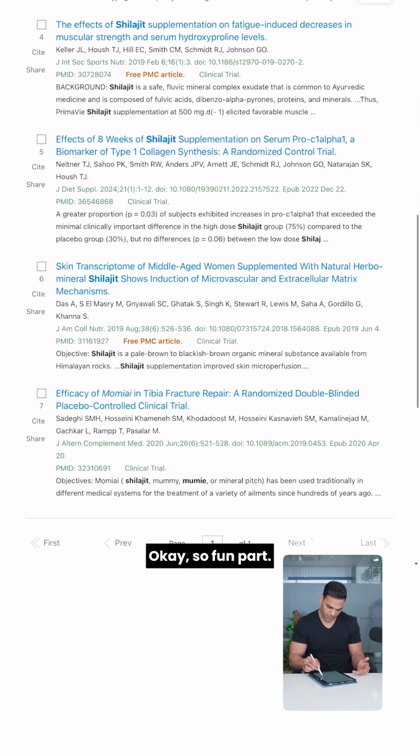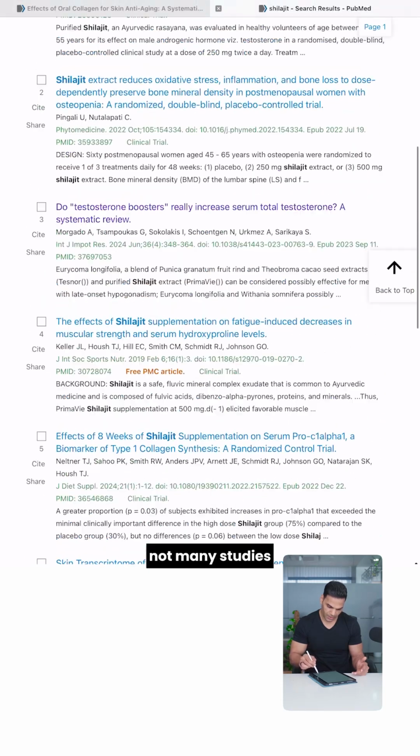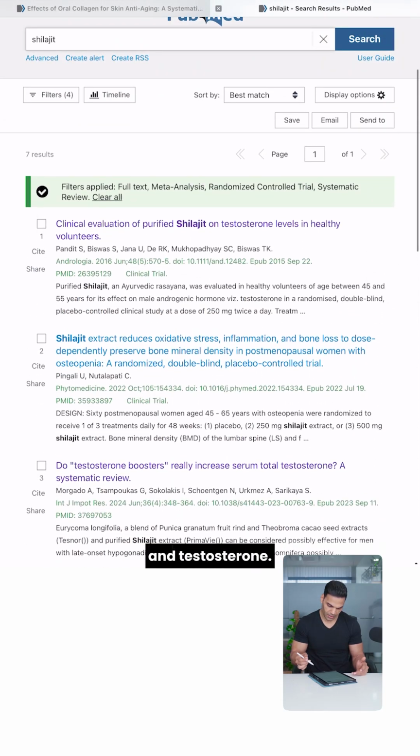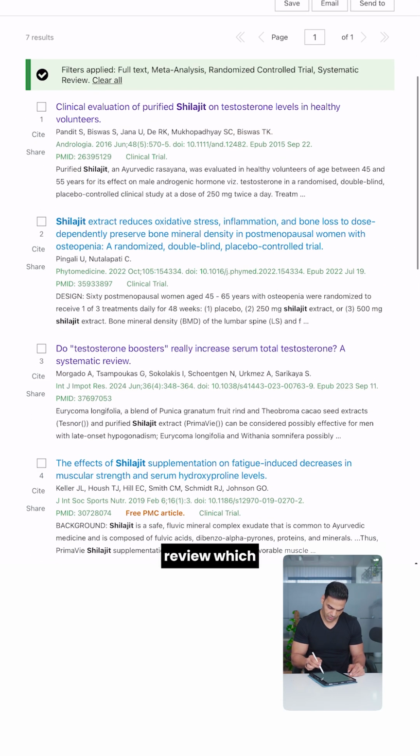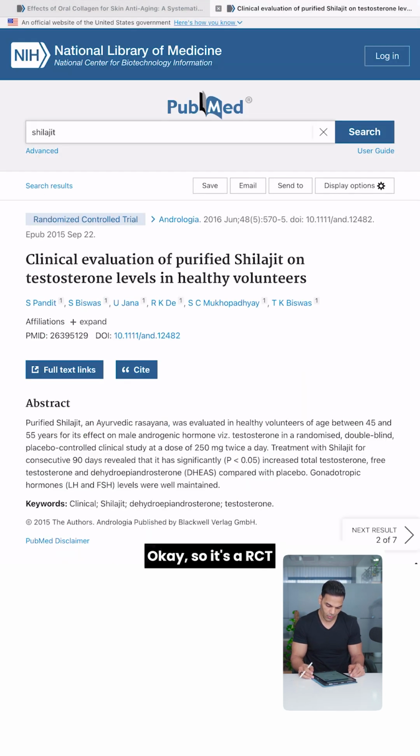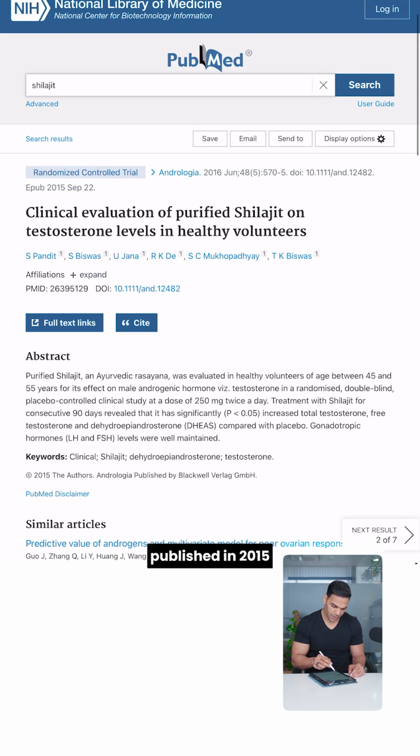Okay, so fun part, there's actually not many studies on shilajit and testosterone, and there's one review which is based on exactly what? Because a systematic review is supposed to be based on multiple RCTs and double-blinded RCTs and more studies, but since there's one study, let's just open this study for the time being. Okay, so it's an RCT published in 2015 in Andrologia.